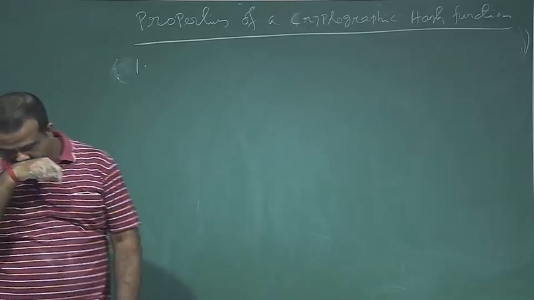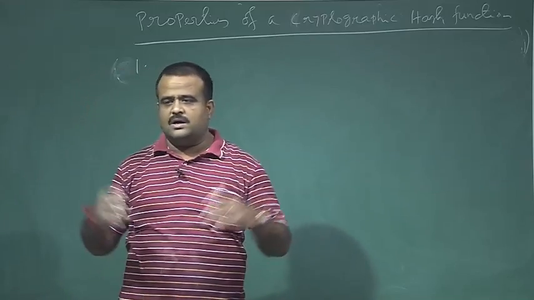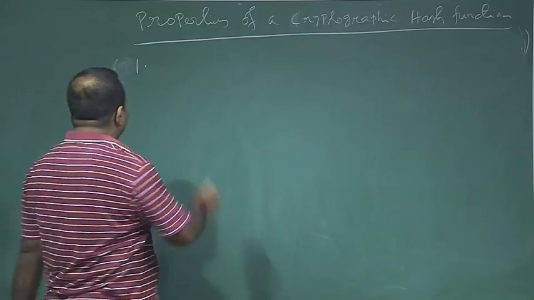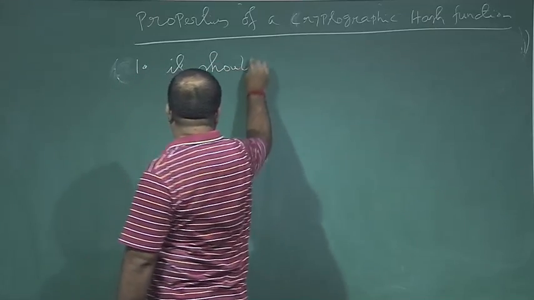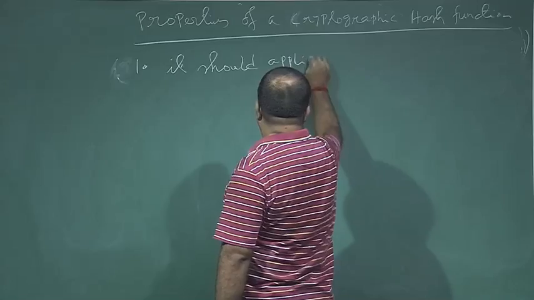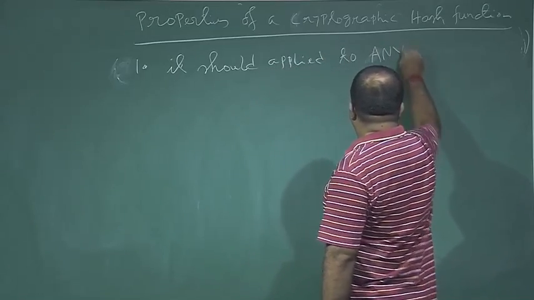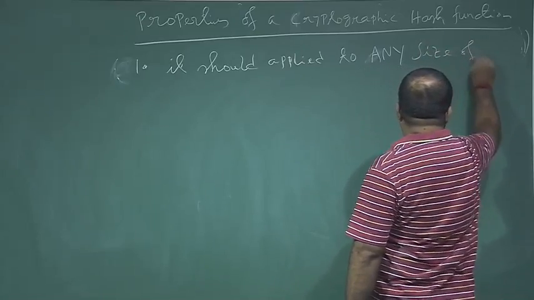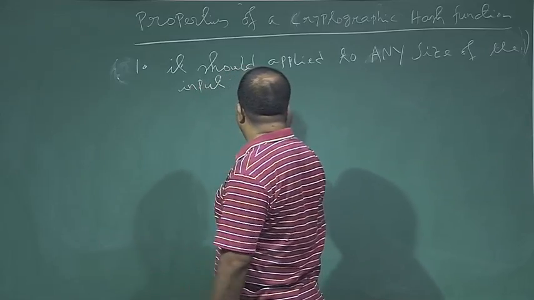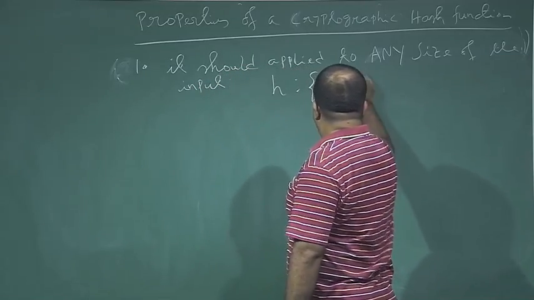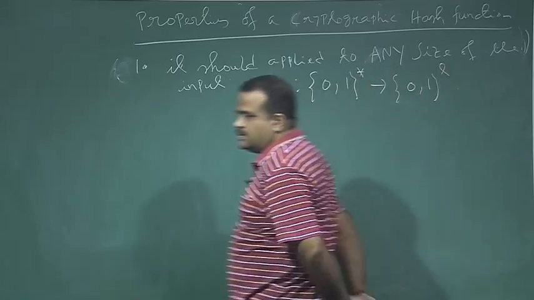Okay, so the first one is it should apply to any size of the input. So, our plain text can be of any size, as big as it is. So, basically it is a function from arbitrary length input to a fixed length output. Okay, that is the first condition.